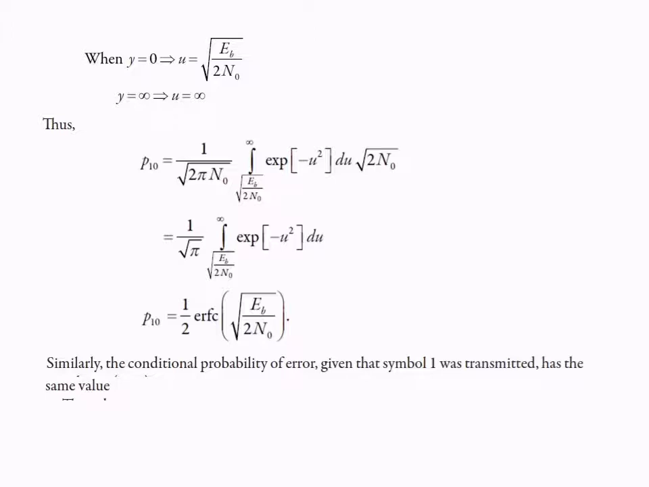We need to compare this equation, 1 by root of pi integration root of Eb by 2N naught to infinity e raised to minus u square du, with the complementary error function equation. So we will get P10 is equal to 1 by 2 erfc(u), where the value of u is root of Eb by 2N naught. If you look at the diagram of the complementary error function, you can see that P10 is equal to P01. Both sides are symmetric, right? So that's why P10 is equal to P01.